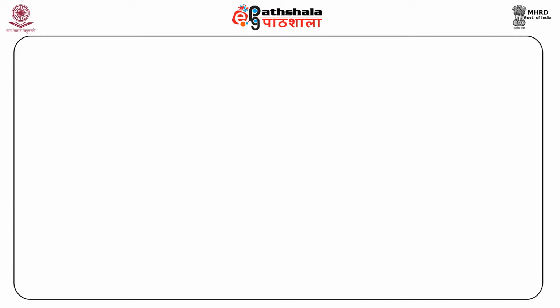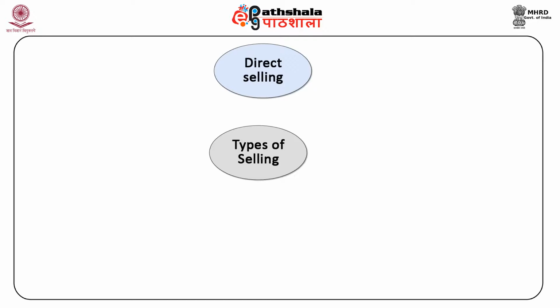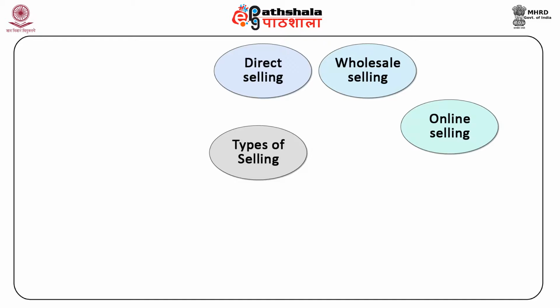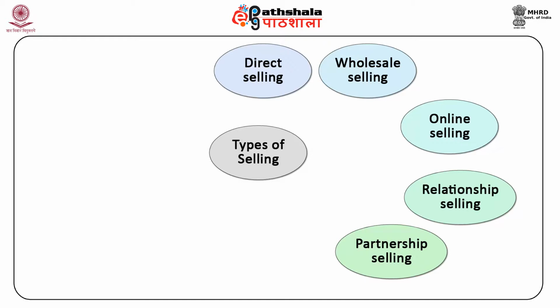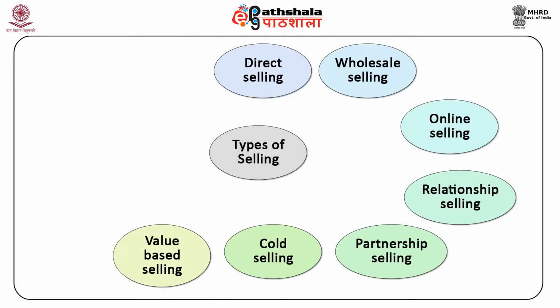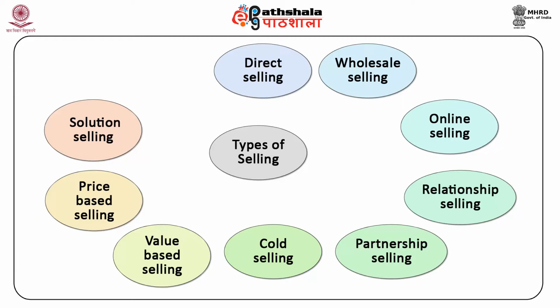Whether it is business to business selling or business to consumer selling, different types of selling approach are adopted by the marketers. These are as follows: direct selling, wholesale selling, online selling, relationship selling, partnership selling, cold selling, value added selling, price based selling, solution selling, and auction.